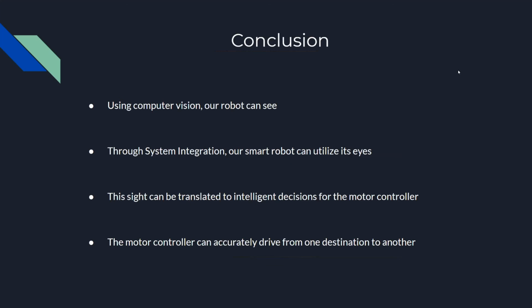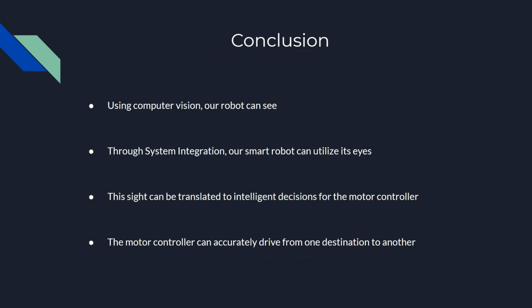In conclusion, we have a working bot that uses computer vision to detect markers and calculate the relative angle and position of those markers. Through system integration, it can use both the Pi and Arduino in order to communicate with each other and in order to detect those markers accurately.